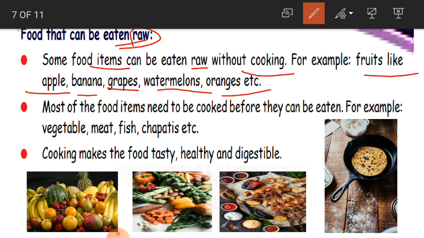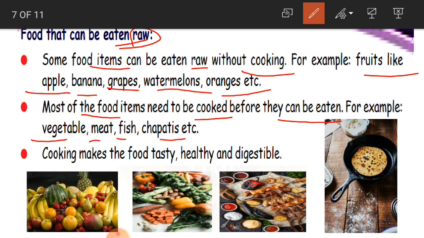That is why we say that fruits are good for health, because we do not add anything to it. No oil, no salt, no sugar, nothing. So it is completely hygienic food, fruits, because we take it raw as it is. And most of the food items need to be cooked before they can be eaten. For example, vegetables, meat, fish, chapatis, etc.